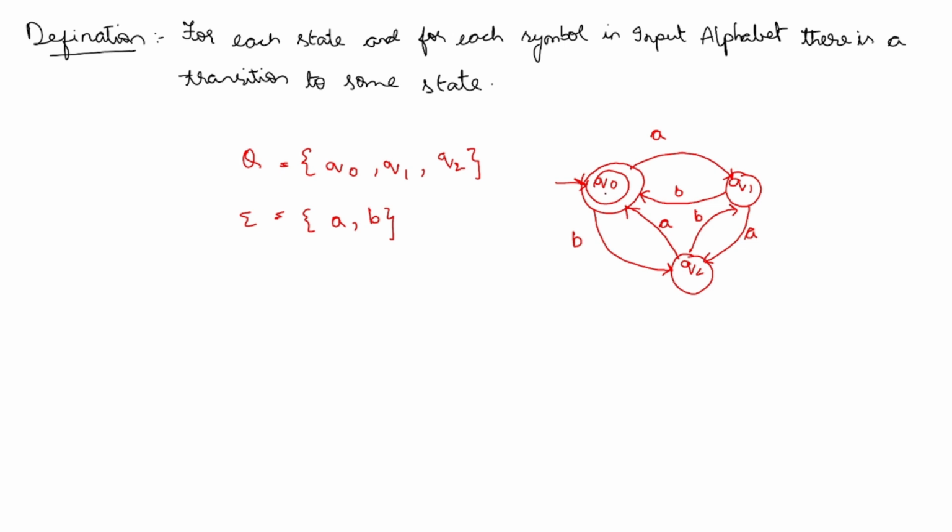Here, if you see all three states, Q0, Q1 and Q2, all three states have transitions for whatever alphabets are mentioned. So this is what a DFA is.